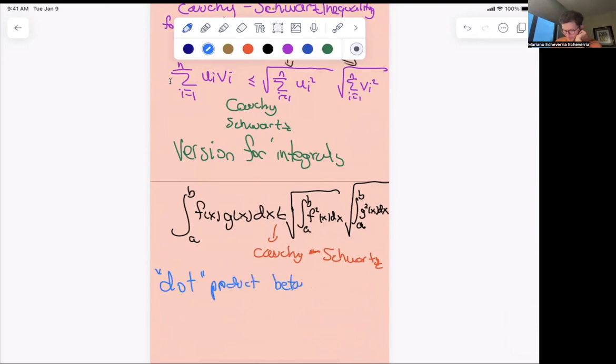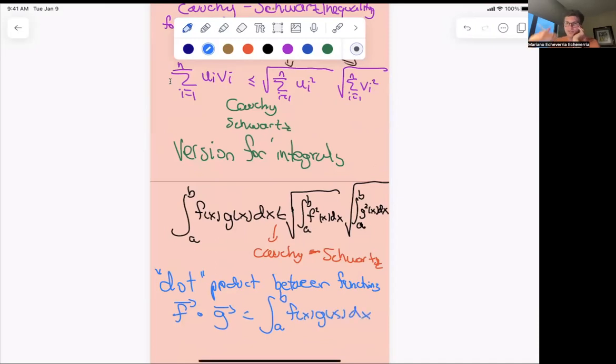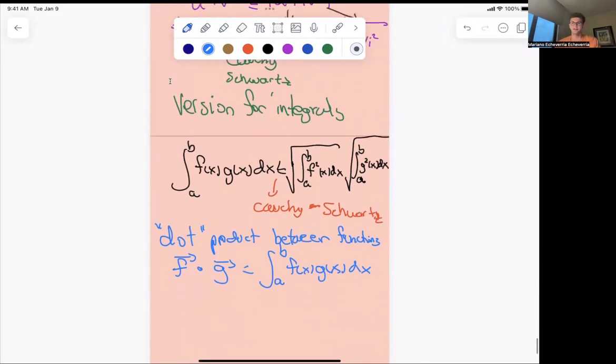I know one uses this notation, but it would just be like the integral from a to b of f of x, g of x dx. And then you can say that two functions are perpendicular if their dot product equals 0. And that's how this Fourier series comes from, because the point of the Fourier series is that sine and cosine are kind of like an orthonormal basis for the vector space of functions. So that's more or less the idea behind a Fourier series.